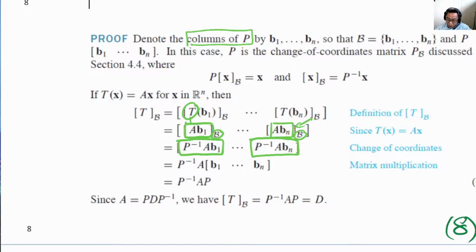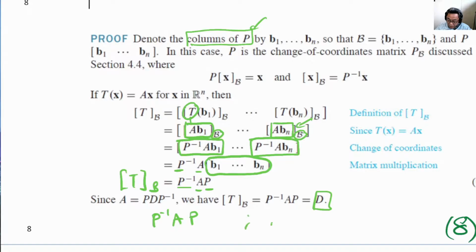Right, so we can see that P^-1 is common, we can see that A is common, we can bring it out, leaving us with a matrix containing b1 to bn. But this is the definition of P. So what we have is P^-1 A P is the transformation in the B basis. Now, remember we told you that the transformation in the B basis is D, but now we have P^-1 AP.